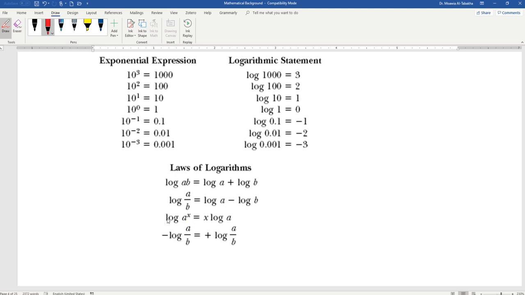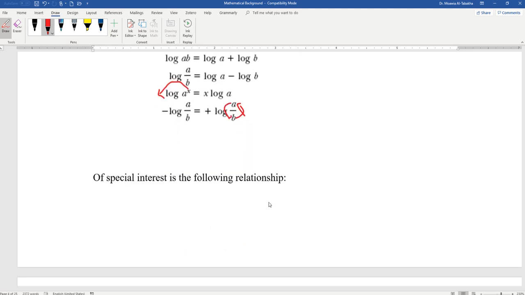Okay شوفوا هون, log A to the power of X can be written as X في log ال A, يعني شوفوا the exponent goes out here. So X في log A. Okay, minus log A divided by B, كأني بحكي على هاي, will be equal to plus log A على B. Is that correct? No, actually there is a mistake here. It should be equal to log B على A. So here we have a mistake. It should be equal to log B على A. I have to reverse the division. Okay.